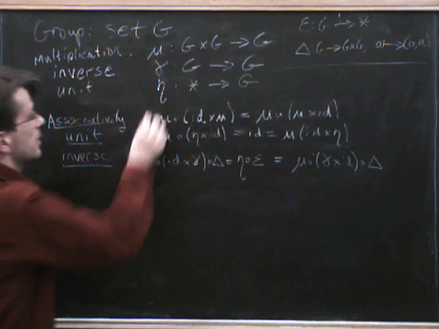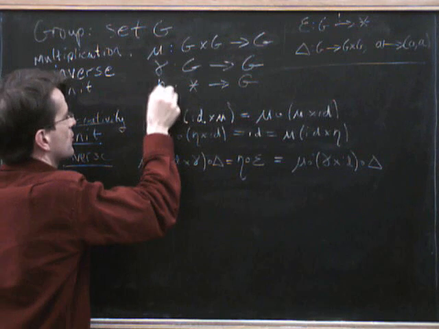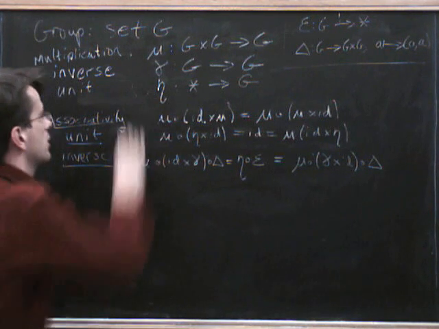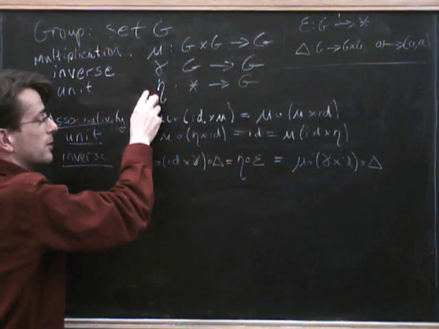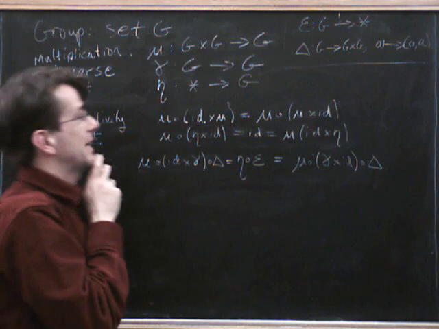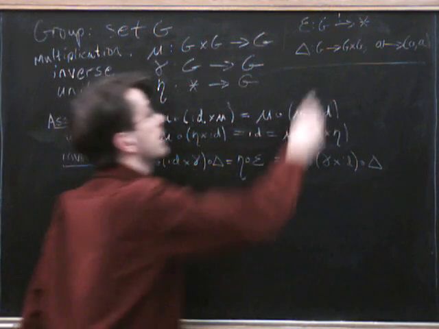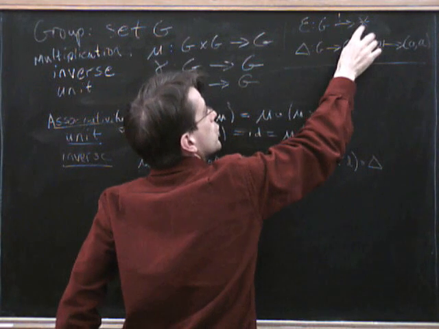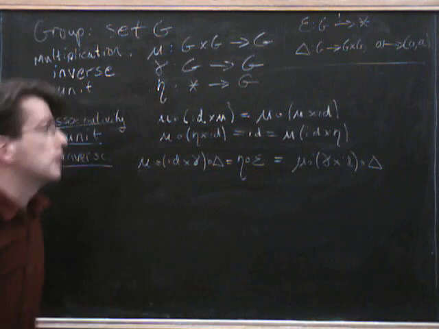So last time I just kind of lost it somehow. I should have called the unit eta. Last time I called that E, and it should be called eta. And I called something eta which should really have been called epsilon. So epsilon is supposed to be this terminal map from any set to the one-object set, the unique such thing, called epsilon.